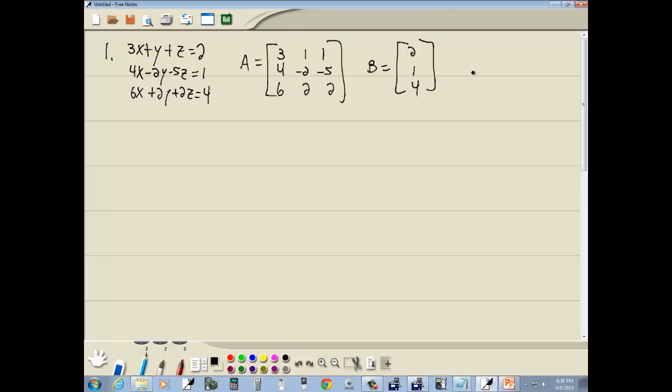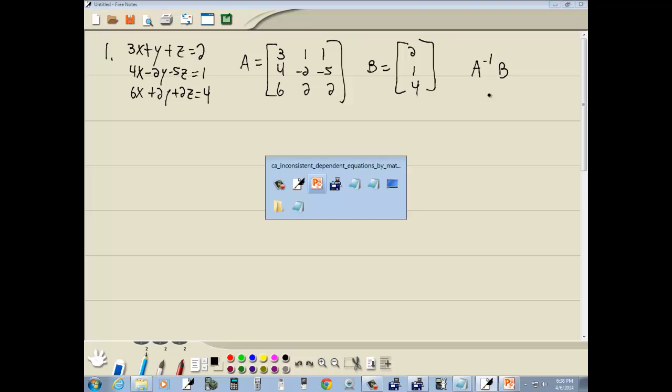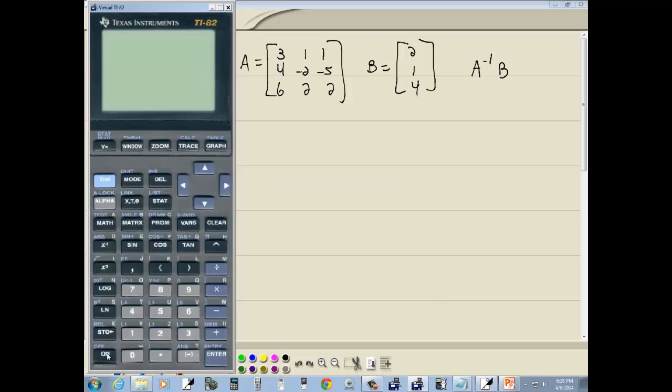And how we're going to solve this is we're going to take the inverse of A and multiply it times B. So let's do that. Go to my matrix, right arrow twice over to edit, do enter on A, and it's asking me for rows by columns. I got 3 rows and 3 columns, so do 3 enter, 3 enter. I'm going to put in 3 enter, 1 enter, 1 enter. And then 4 enter, negative 2 enter, negative 5 enter, 6 enter, 2 enter, 2 enter.